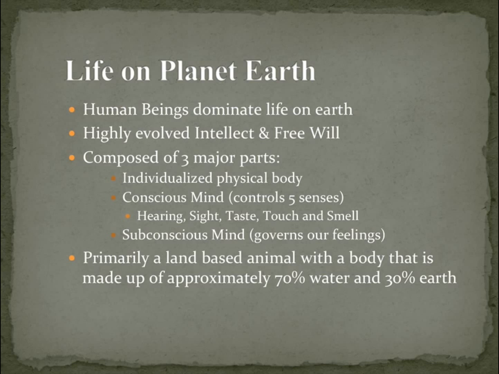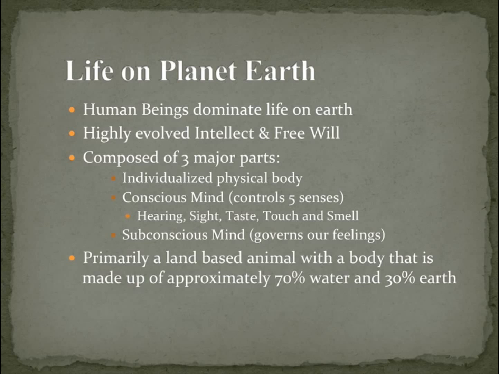1, an individualized physical body, meaning all humans are physically different down to our fingerprints. 2, a conscious mind that controls our 5 senses, that is hearing, sight, taste, touch, and smell. 3, a subconscious mind that governs our feelings and answers to the call of our conscious mind. It is important that you understand these things because when I teach you horoscope analysis, you will be using this information all the time.